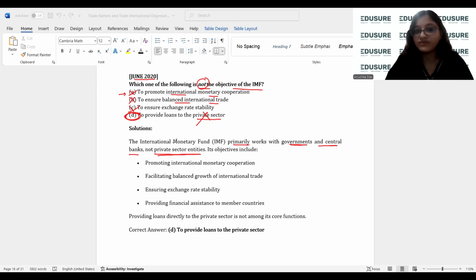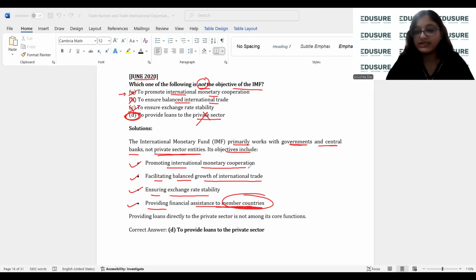So see the solution: IMF primarily works with the governments and the central banks, not private sector entities. IMF does not work with private sector entities. Objectives are as follows: promoting international monetary cooperation, which is true. Then you have facilitating balanced growth in trade. Then you have ensuring exchange rate flexibility and providing assistance only to the member countries. Only to the member countries, not to any private sector, right?